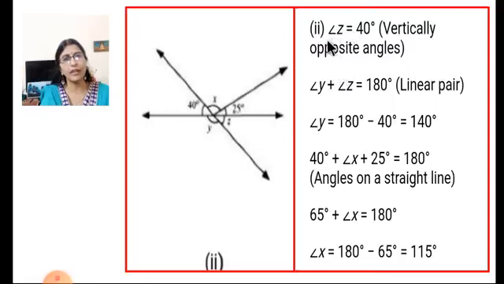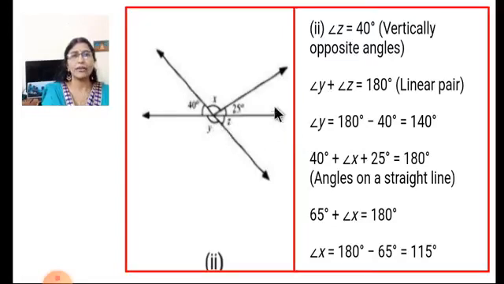Now next question, this is the second part of the same question. Angle Z, here you can see they have given you the measurement, this is 40 degree. And here you can see angle Z is equal to 40 degree because they are vertically opposite angles. So angle Z we got here. Now we will go to the next part, that is angle Y plus angle Z. You can see angle Y plus angle Z is equal to 180 degree. It is forming a linear pair. So angle Y will be 180 degree minus 40 degree. So 180 degree minus 40 degree is equal to 140 degree. So we got the value of angle Y as 140 degree.